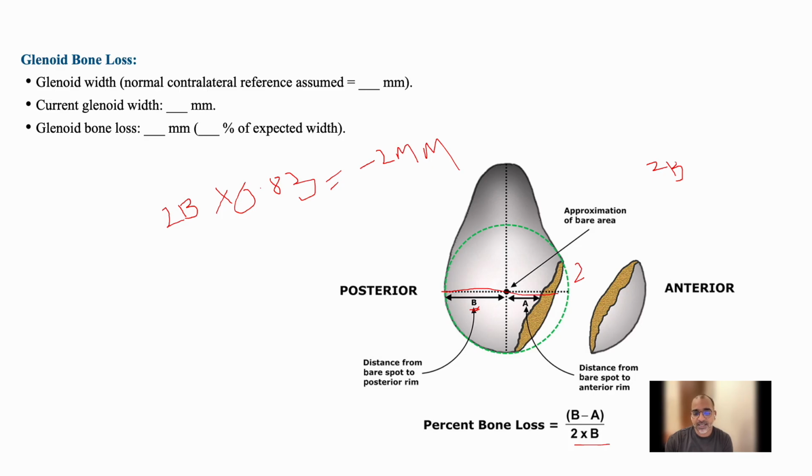So we have to subtract A from B. We get the loss of bone. That is divided by the total diameter and multiplied by 100. Then we get the percentage bone loss.